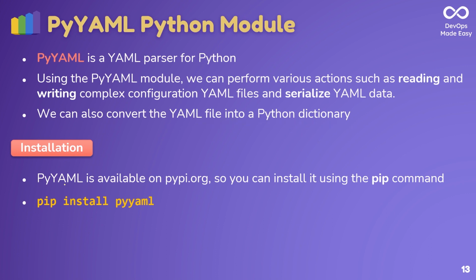Regarding installation, PyYAML is available on pypi.org, so you can easily install it using the pip utility. Pip is a Python installer. So pip install PyYAML will install the PyYAML module for Python.